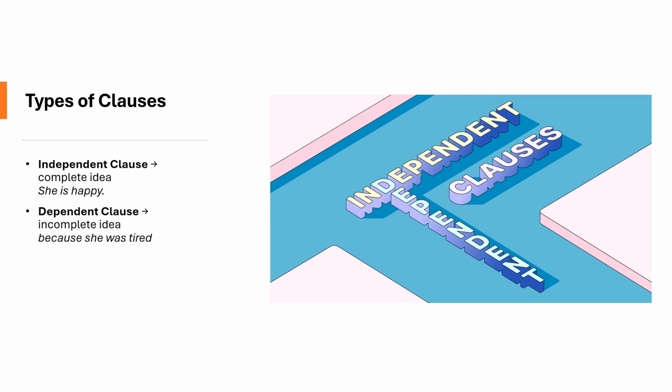Next, we have dependent clause, also known as a subordinate clause. It cannot stand alone as a complete sentence because it does not express a complete thought. It relies on an independent clause to form a complete sentence. For example, because she was tired. A dependent clause often starts with subordinating conjunctions like because, although, if, when, while, and so on.